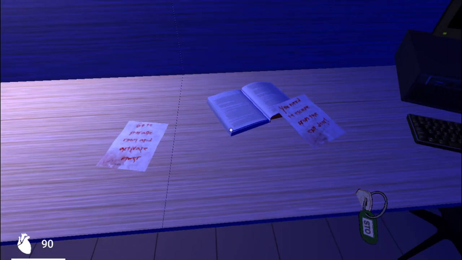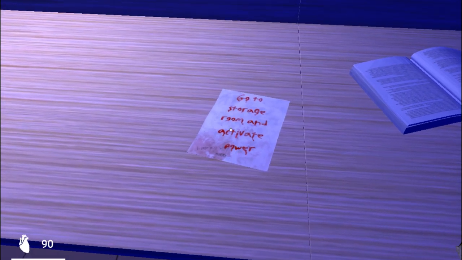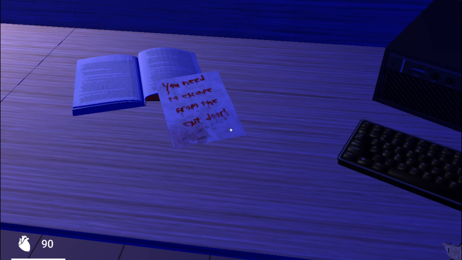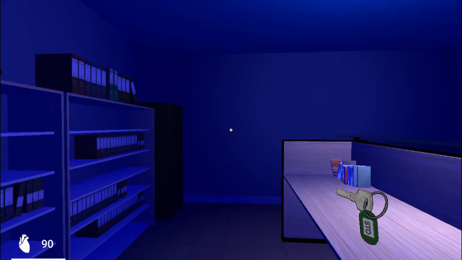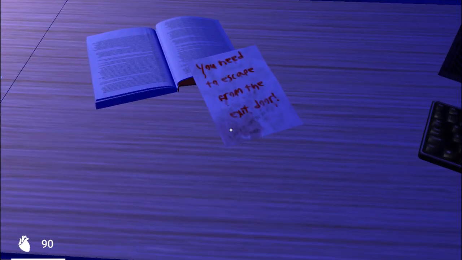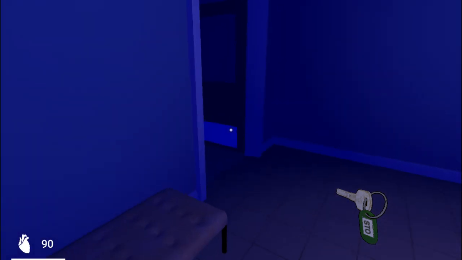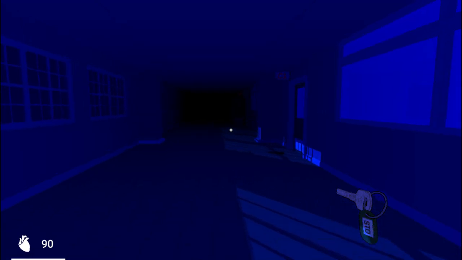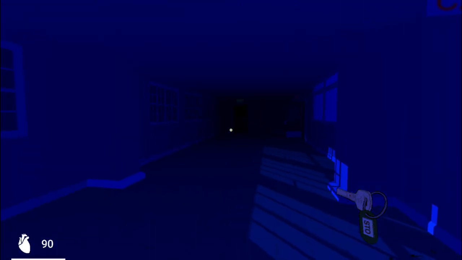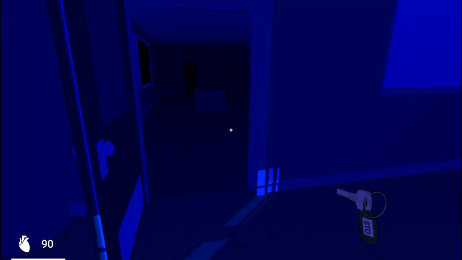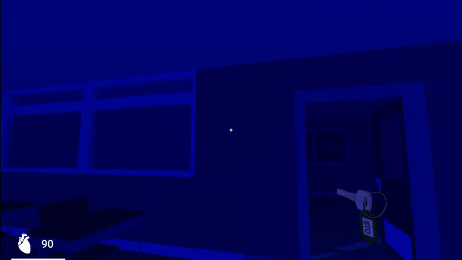Apparently, go to the storage room and activate power. Okay, I can do that. You need to escape from the outdoor. Escape from the outdoor. It's about as clear as Boris Johnson's COVID rules at the moment, isn't it? You have to escape from the outdoor, but you can't be in the outdoor without people being indoor with you. And if people are indoor with you, put a chicken in the oven and then forget it. That's about right.